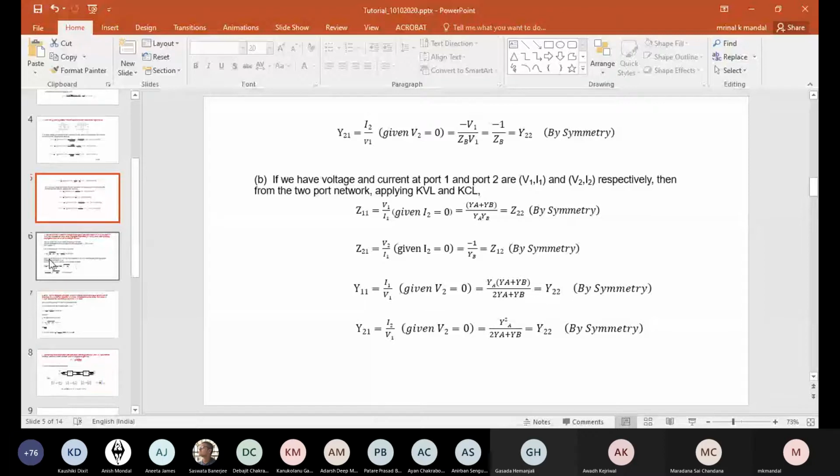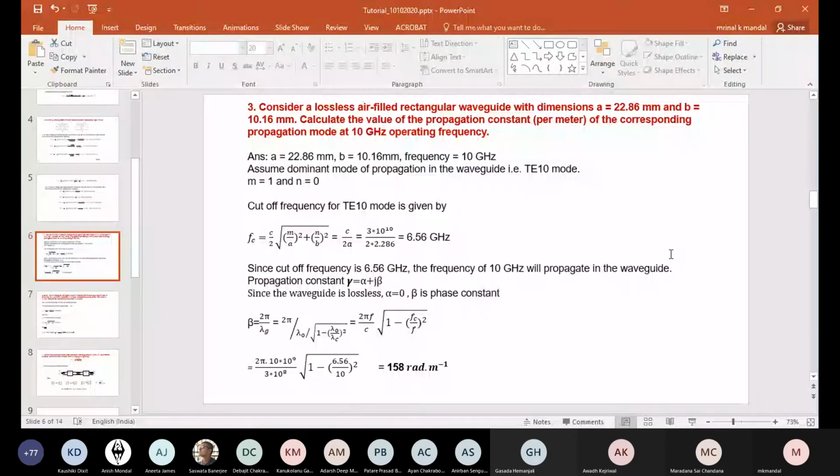Third problem, this is on waveguide. Consider a lossless air-filled rectangular waveguide. Dimension is given. A, the broad side, is 22.86 millimeter and B is 10.16 millimeter. Well, so calculate the value of the propagation constant per meter of the propagating mode at 10 gigahertz.